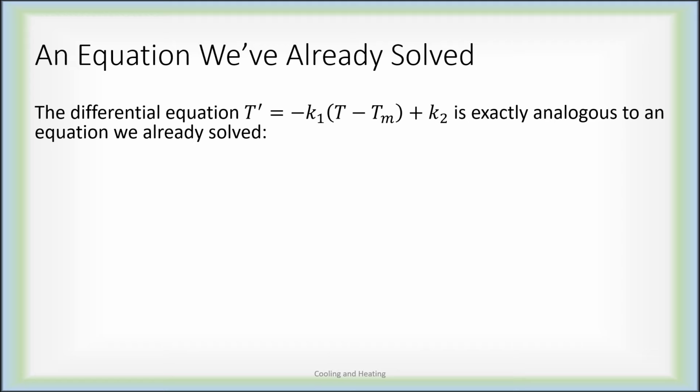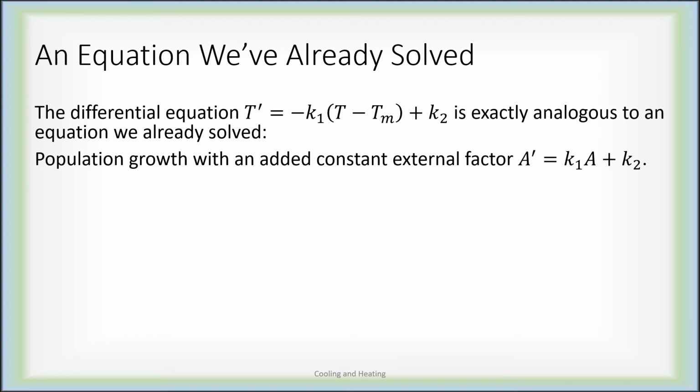But this is exactly analogous to something we've already studied, population growth, which is proportional to the size of the population with an added constant external factor. Notice this is really exactly the same thing. Here we had a K1, here we have a minus K1, but they are just constants, that doesn't really matter. Here we have our added constant K2, that's exactly the same between the two situations. And instead of just having A prime being proportional to A, we now have T prime being proportional to T minus Tm. But since Tm is just a constant, T minus Tm is not terribly different than just T.